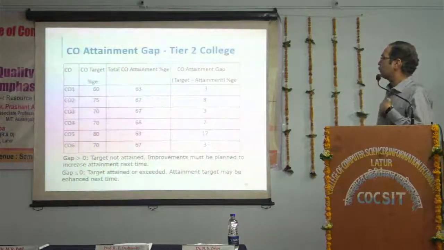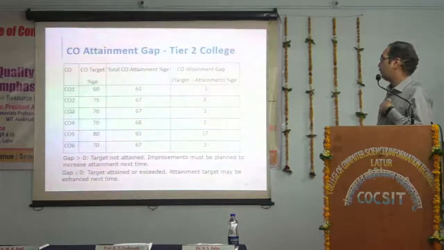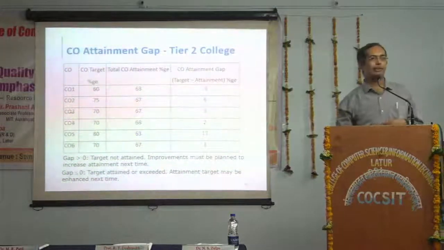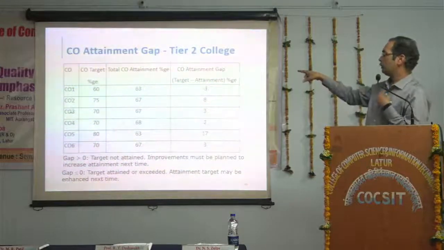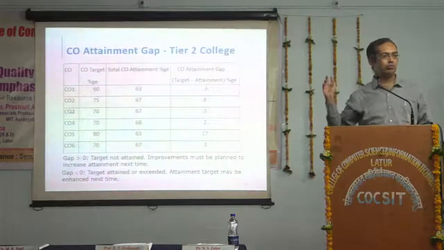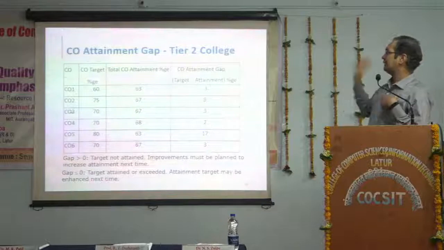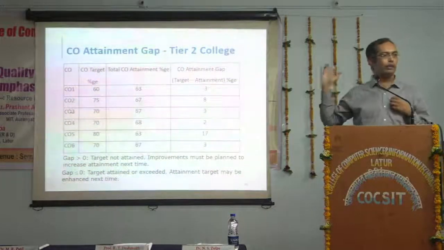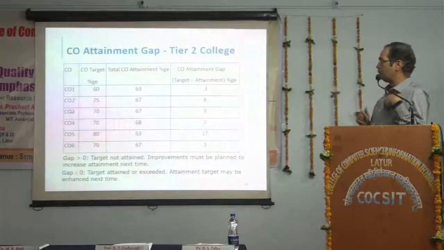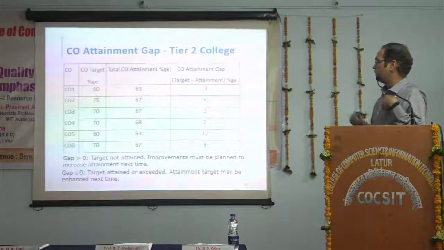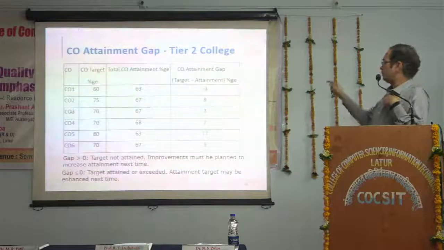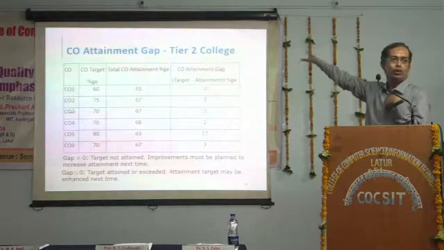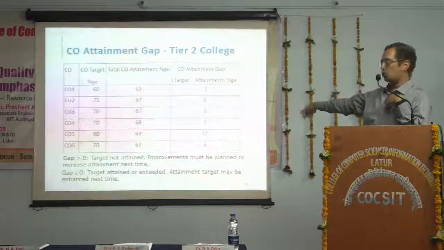Okay, so based on whatever I got, I have decided a target. Initially I decided that for CO1 I need to attain 60. How much did I get? 63. So I got more than what I had decided. For CO2 I decided a target of 75. I could attain 67. So there is a gap of 8. Right? So likewise I have calculated the gaps for each course.